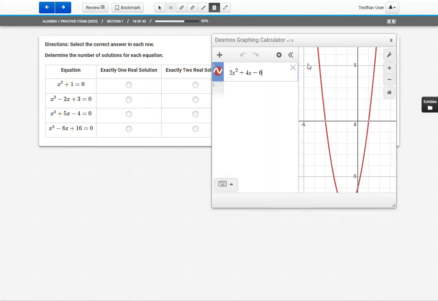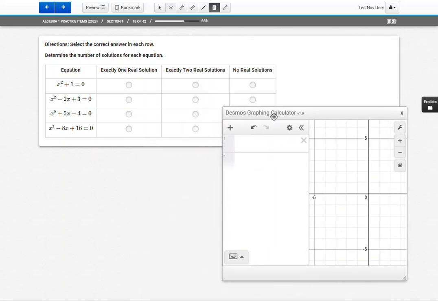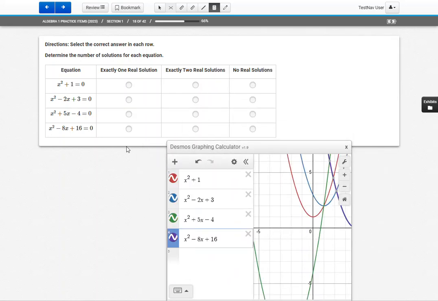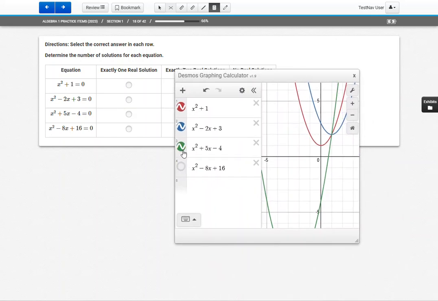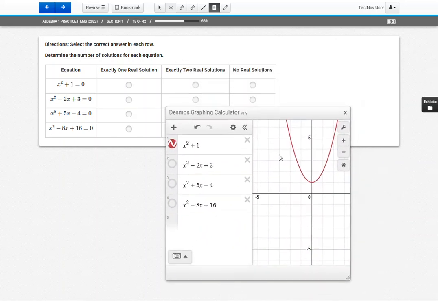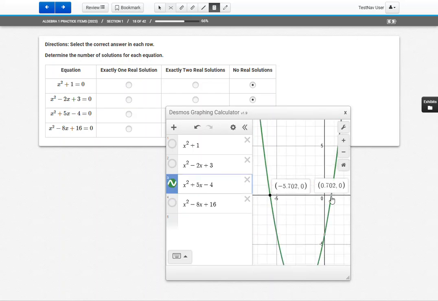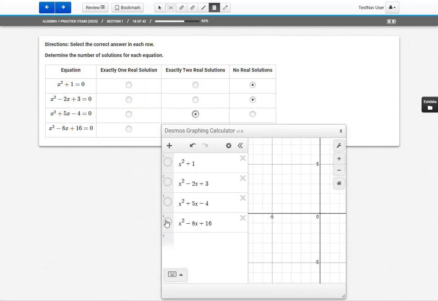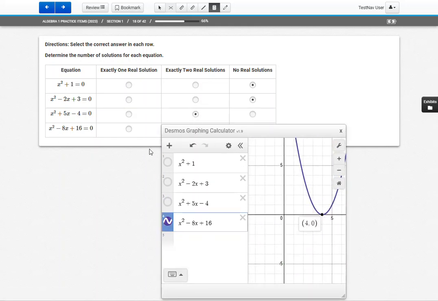The number of real solutions, so we're just going to graph each one and then check the type of solutions they have. Let me graph them real quick. For this one, it has no solutions. I don't care about the y, I only care about the x. So this has no real solutions. The second one also has no real solutions. The third one has two solutions, right here and right here, only the x-axis. And then the last one, it only has one real solution. That's it.